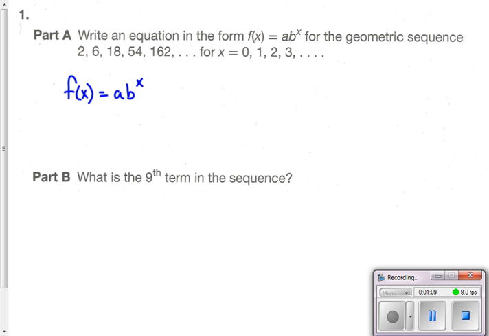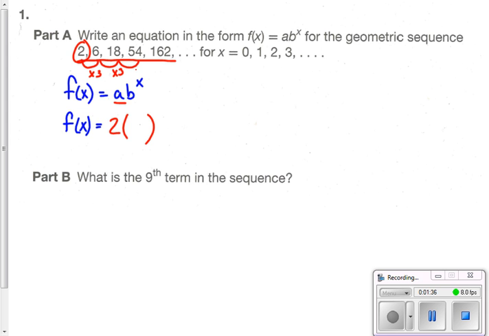Now we'll substitute in information that we know. Reminder, A is the first term in the sequence. Well, here's that sequence. The first term in the sequence is 2, so A will be 2. That gets multiplied by B. B is your common difference. Remember, in a geometric sequence, multiplication is happening here. So from 2 to 6, that's multiplied by 3. 6 to 18, multiplied by 3, times 3 to get the next term. So our common difference here, our B value, is 3, and then x would be our exponent. That's how we would set up an equation for a geometric sequence.